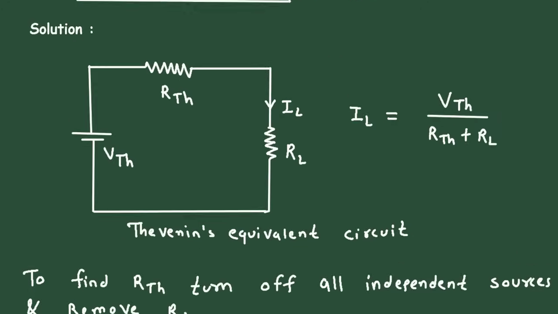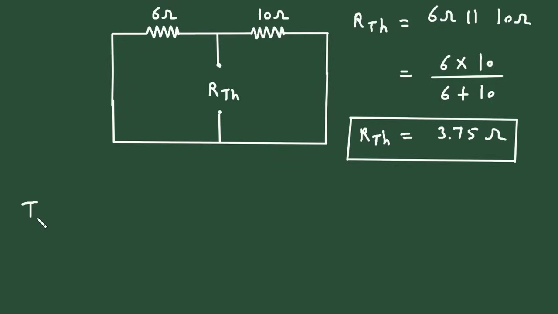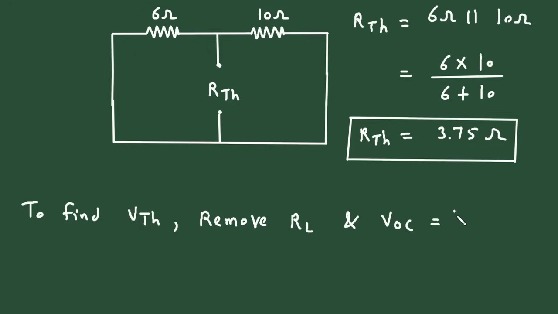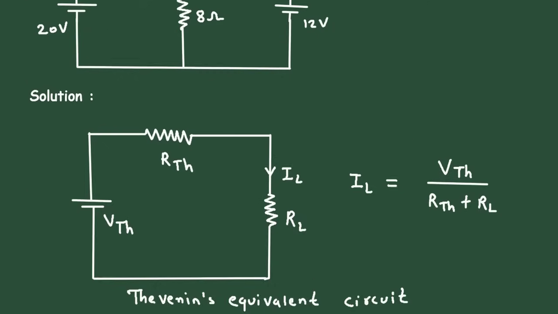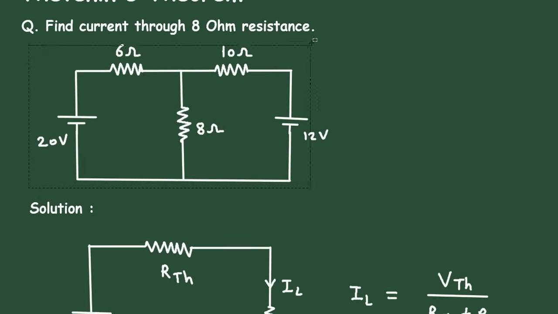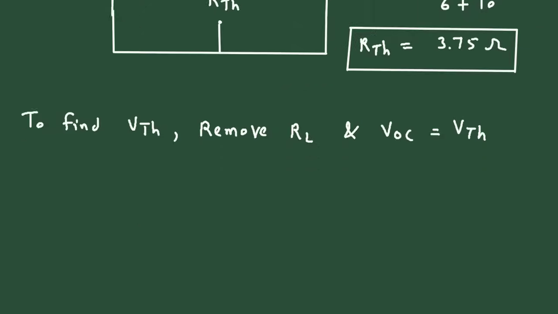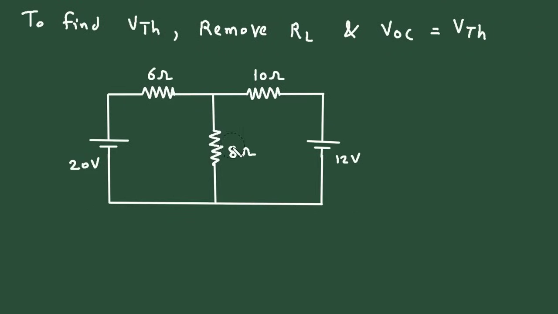Now, next we have to find the value of VTH. To find VTH, first of all remove RL, and VOC, that is open circuit voltage, is equal to VTH. Let's copy this circuit once more. Now here we have to remove this RL and now this will be the open circuit voltage, or we can directly write this will be our VTH. This will be positive here and negative here. So here we have to find this voltage.